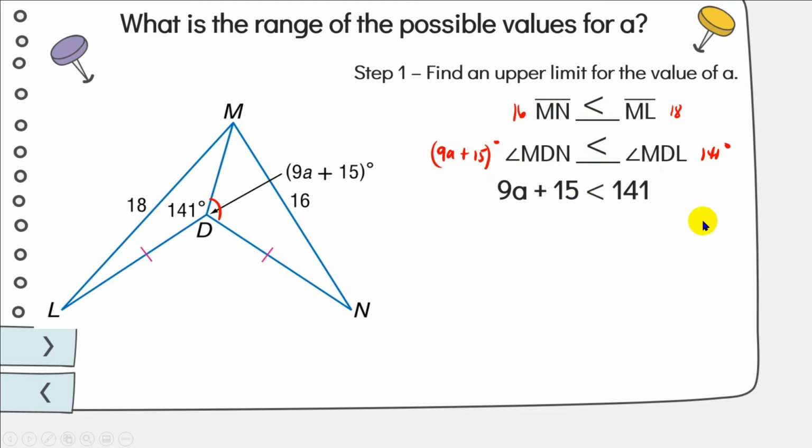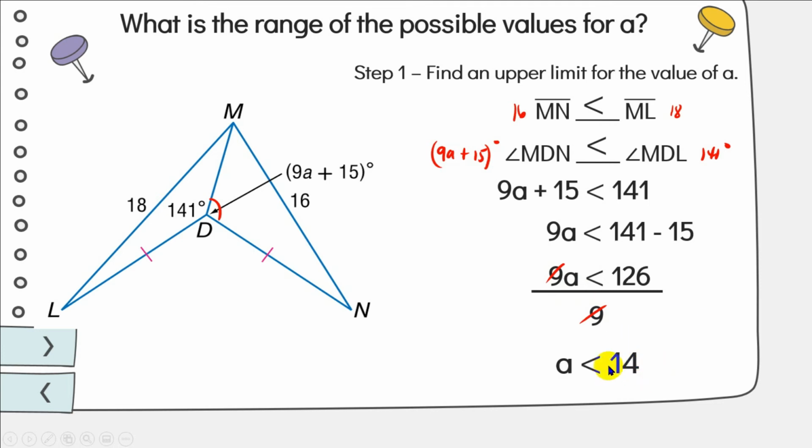Now, solve it algebraically to find the upper limit. 9a plus 15 is less than 141. Additive inverse of positive 15, that's negative 15. And 141 minus 15 is 126. Now, divide both sides by 9 para makuha na po yung value ng a. So, what is 126 divided by 9? That is 14. A is less than 14. So, dahil less than na agad yan, pwede na natin siya agad ilagay dun sa ating range of possible values. Nawawala na lang ay yung lower limit.